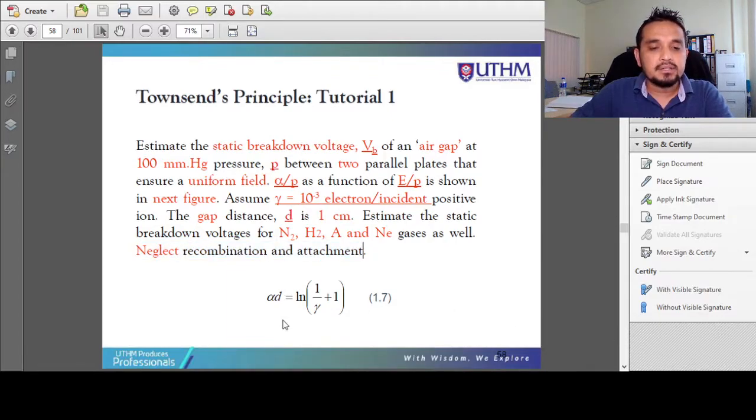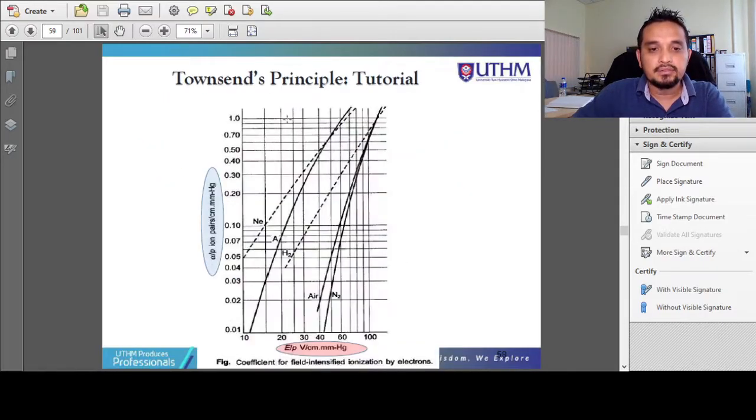Okay, again, as I mentioned earlier, we just use the formula as given in equation 1.7, in which we know that the alpha distance, alpha D, is equivalent to ln of 1 over gamma plus 1. Then we look at this figure. The illustration is a figure because the question asked is based on this illustration.